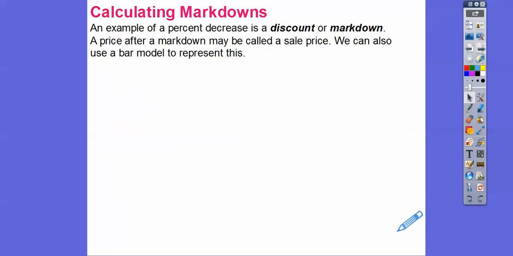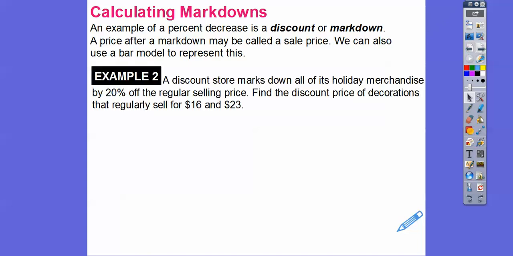Okay. All right. So an example of a percent decrease is a discount or a markdown. A price after a markdown may be called a sale price. So we can also use markdown models to represent this. Instead of adding, we're going to be subtracting. Okay, here's an example. A discount store marks down all of its holiday merchandise by 20% off the regular selling price. So find the discount price of decorations that sell for $16 and $23.